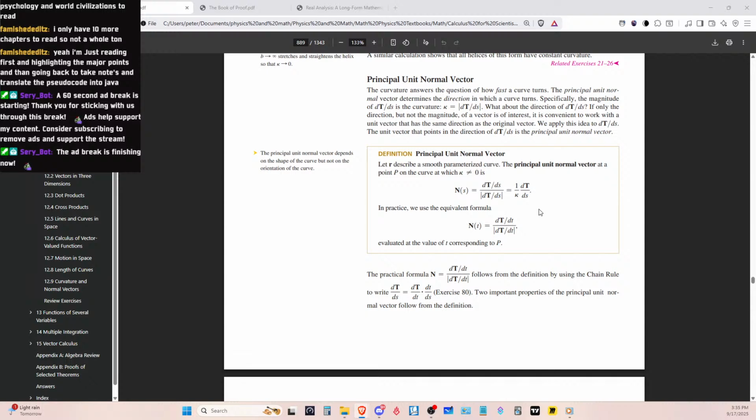D of ds. So basically, they just want us to take the derivative, and then divide it. Oh, okay, yeah, they are doing the normal vector type of setup. And the, oh okay, so it's like 1 over the curvature to get the normal unit vector of a curve. That is pretty interesting.